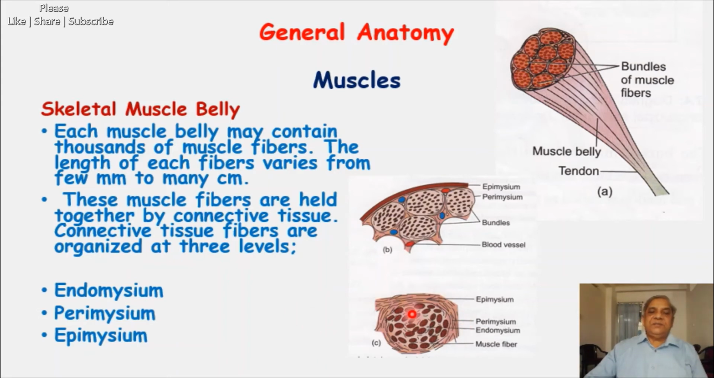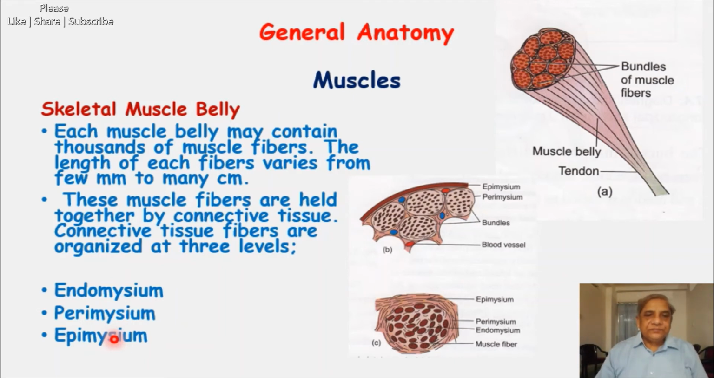So after endomysium, it is perimysium, and then the whole of the muscle belly is finally covered by another layer of connective tissue, and that is called epimysium. So there are three levels of connective tissue covering in a belly: the epimysium, perimysium, and endomysium, from outside to inside.